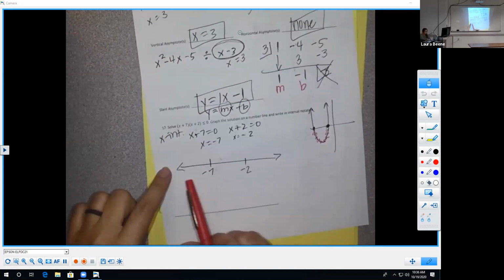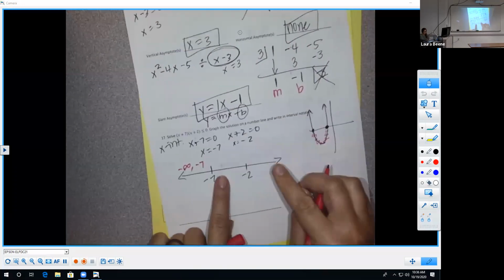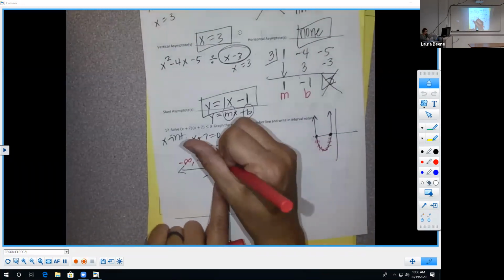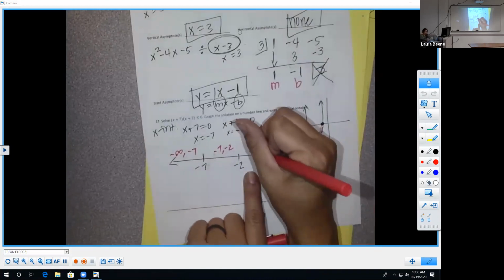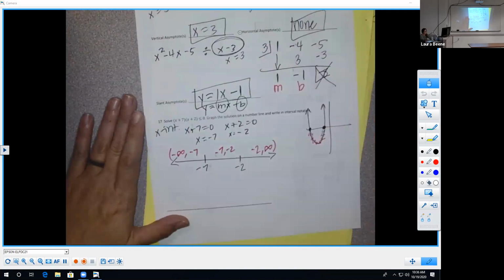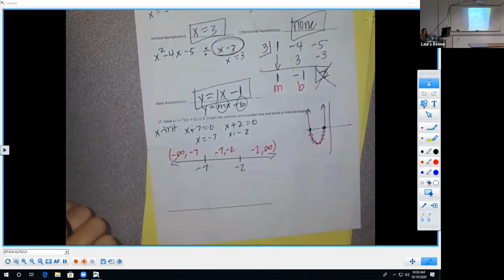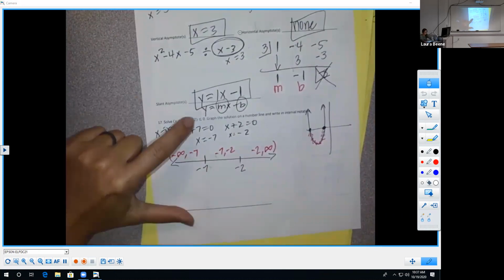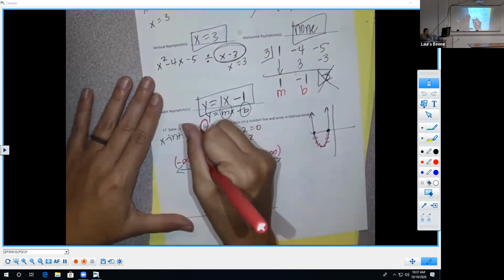This first interval right here is the interval from -infinity to -7. This middle interval is from -7 to -2. And this last interval is from -2 to infinity, right? Infinities always have parentheses on them. How do I decide if I'm using parentheses or brackets for the other stuff? Well, if it's less than or equal to, in this case I'm doing equal to, so I'm going to use a bracket.